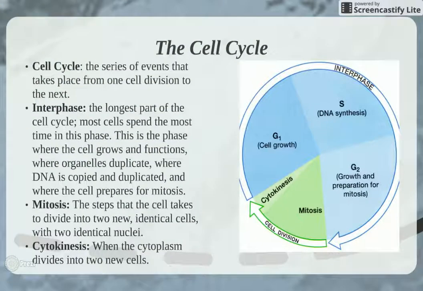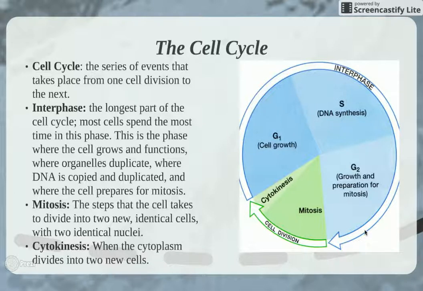The cell cycle is kind of like the life of a cell. All cells go through these stages in this picture right here. In other words, the cell cycle is the series of events that takes place from one cell division to the next. Interphase, as you can see in this picture right here, is the longest part of the cell cycle. So all of this is interphase. Cells spend most of their time in interphase.